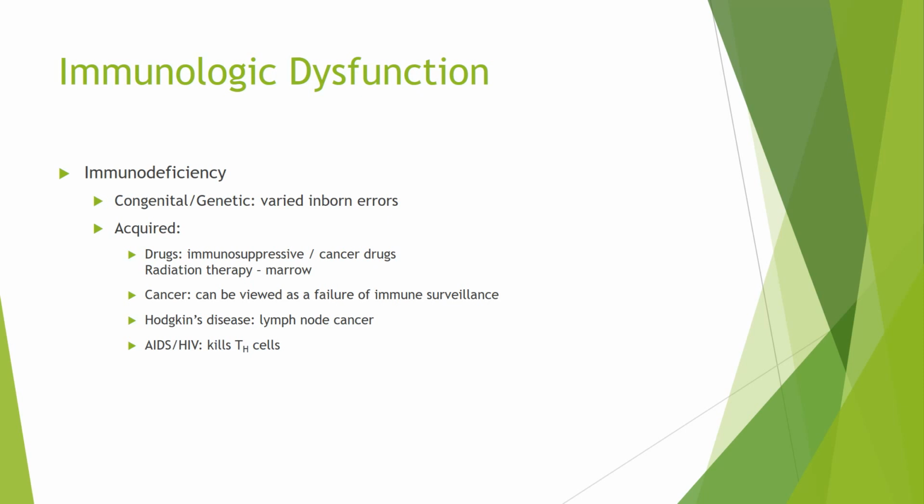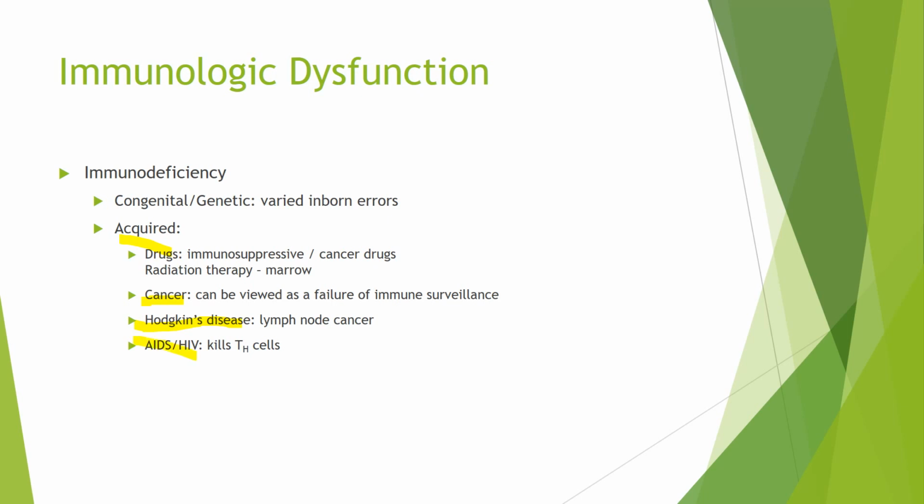The first one we're looking at is different drugs. So immunosuppressive drugs or cancer drugs can decrease and inhibit the immune system, mostly attacking the bone marrow, so with our B cells. Also cancers, these are viewed as failure of the immune surveillance. And so instead of killing cells, we usually will have an increase in production of cells. Another example is Hodgkin's disease. So this is specifically within the lymph node, a lymph node cancer.